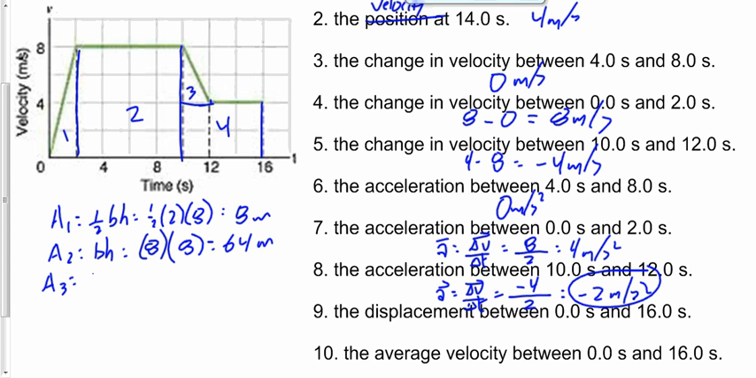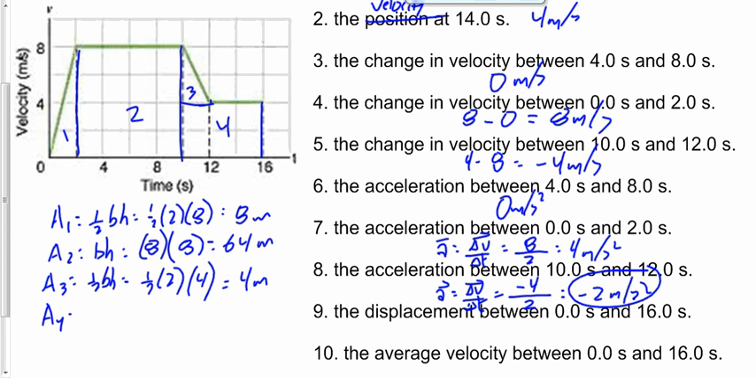1/2 base times height because it's a triangle. Base goes from 10 to 12, so it's going to be 2 for the base. And the height is going to be, ooh, what's the height of that triangle? Triangle number 3 there. What is it? Yeah, be careful there. It's not 8, it's 4 because it goes from 4 to 8, right? So that's going to give me a displacement of 4 meters during that stage.